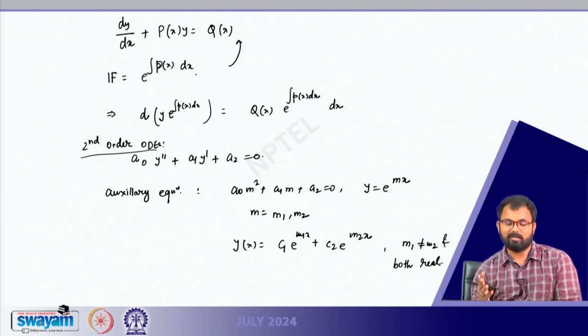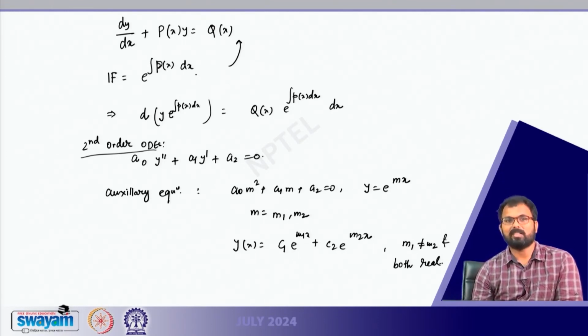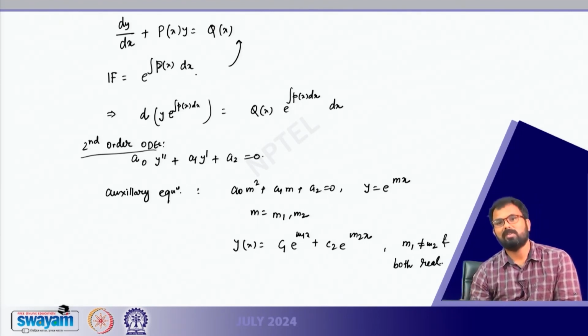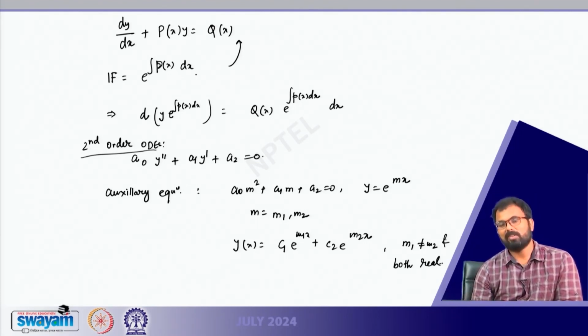Now if you have a0, a1 and a2 as functions of x, then that falls under your Cauchy type, and then basically you have to make a substitution, and with the help of that substitution you again reduce it to an ordinary differential equation of constant coefficients, right. So that probably also you are aware of.